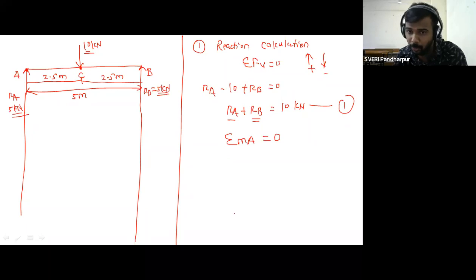Anti-clockwise. So what I will do, 10 into 2.5 minus RB into 5 is equal to 0. How much does RB come?